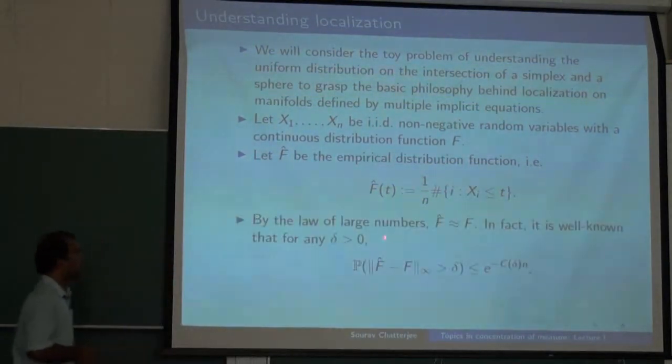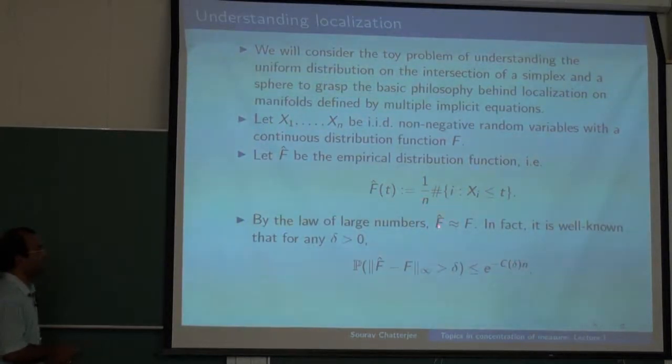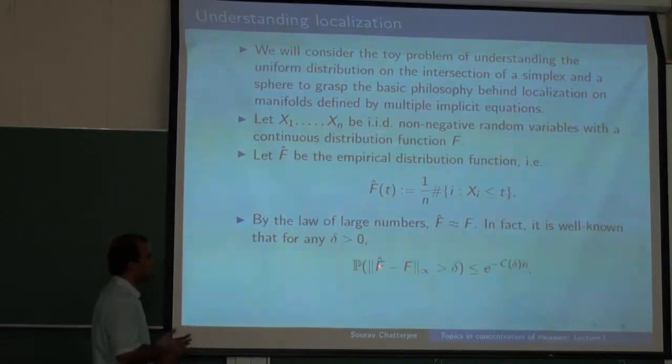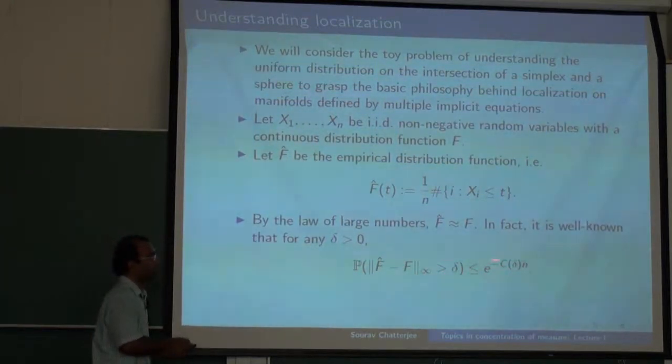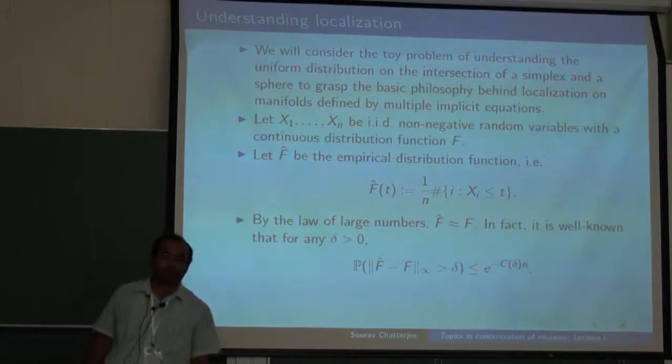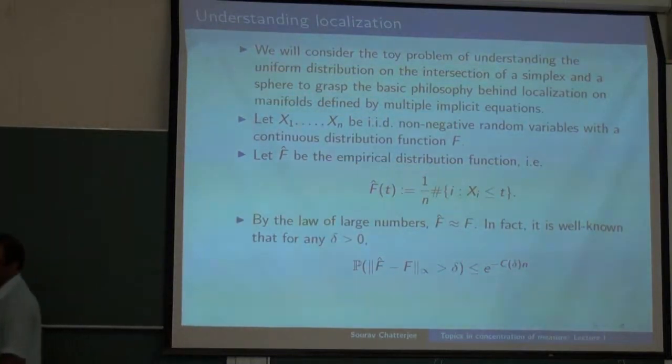Now, by the law of large numbers, we know that if n is large, then F hat is close to F. And in fact, one can show that the deviation in sup norm, as long as you have a continuous CDF, is exponential. The probability that it is bigger than delta is e to the minus constant times delta times n. The constant may depend on F, but it's always exponential, even for heavy tail distributions. So this F hat is indeed very close to F.